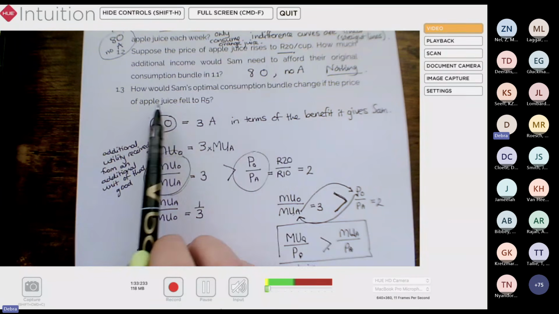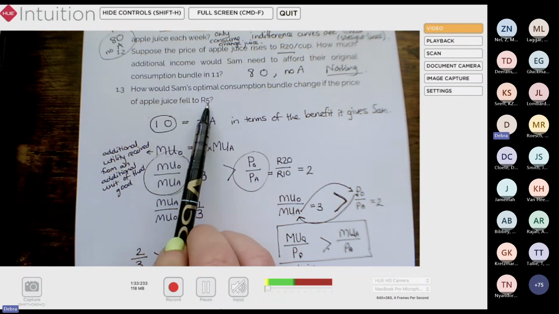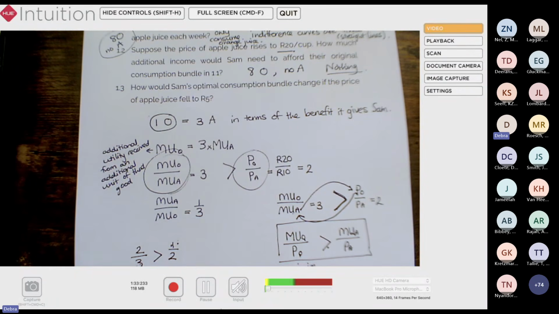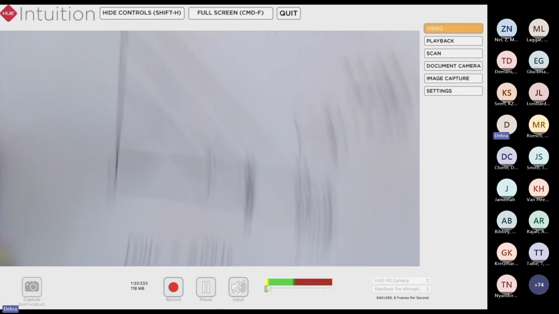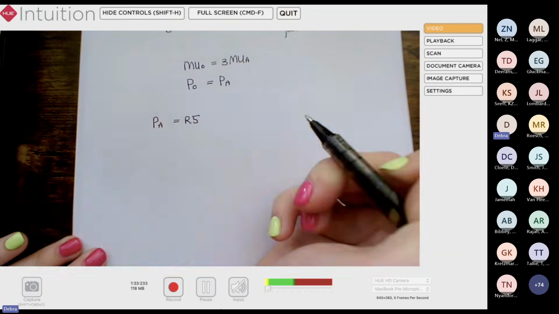Okay, then the next question says, how would Sam's optimal consumption bundle change if the price of apple juice fell to 5 Rand? Now things are going to be different. So if the price of apple juice is now 5 Rand, the price of an orange juice is still 20 Rand.